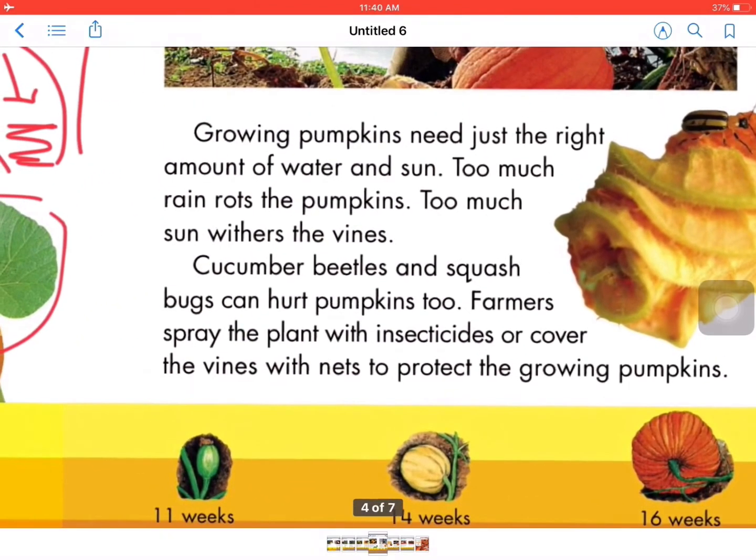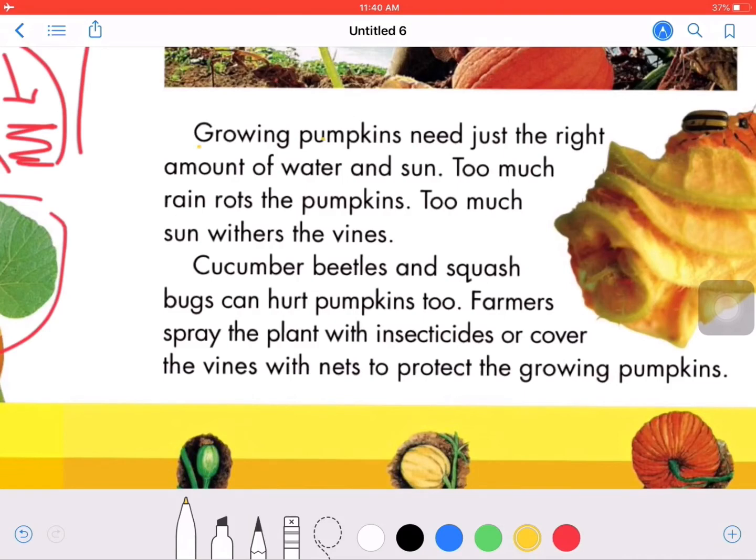The first problem here. Let's see the first problem. Growing pumpkins need just the right amount of water and sun. The first problem is number 1. Too much rain rots the pumpkin. Do you remember the word rotten? If something is spoiled, it's not good for eating, it will be rotten, or it rots. So remember, when you put an apple outside of the refrigerator for maybe 3 or 5 weeks, what will happen to this apple? It will become rotten, right? So too much rain, if there's a lot of rain, it will become rotten.